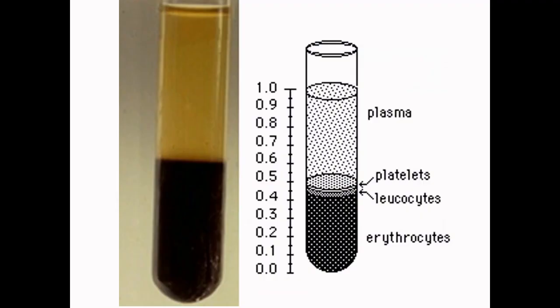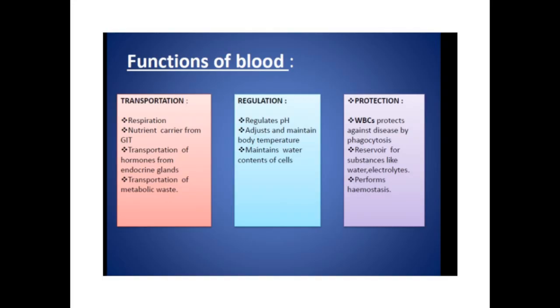So how does this plasma look? Earlier we saw one test tube of blood. This is a similar kind of test tube where you will see this straw-colored part, which is known as plasma. So today we have learned about the composition of blood cells and their function. At the end, the small part remaining is the functions of blood.